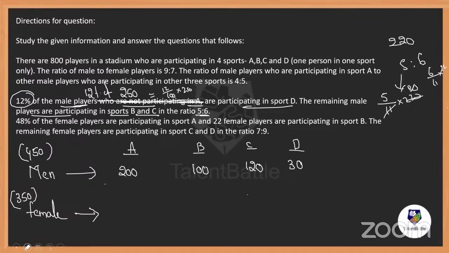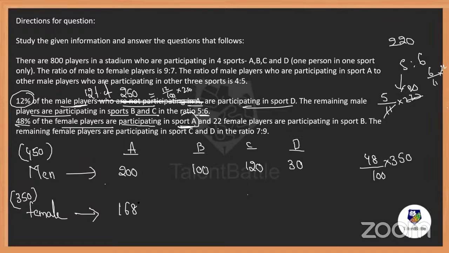Similarly, we will find out for female. 48% of the female players participated in sport A. 48% of the female players. How many female players? 350. So 48% means 48 divided by 100 into 350. This many players have participated in sport A. So 48 into 350 is how much?